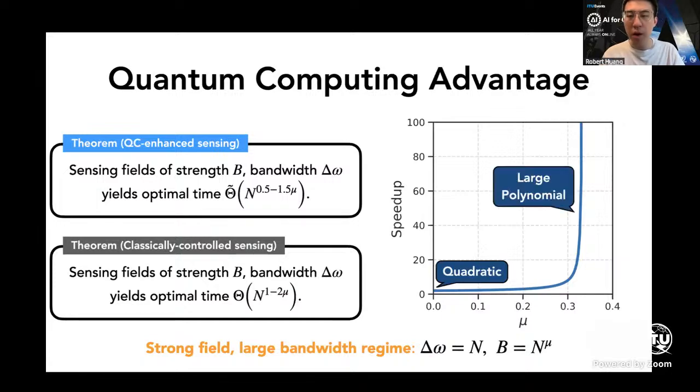And now when mu is bigger and bigger, we start to get larger polynomial speedups. But at the end, when mu is roughly 1/3, we can see that QC-enhanced sensing just becomes a constant sensing time, whereas for classical computer controlled sensing, it would still be N to the 1/3. Hence, at the limit, it becomes a constant versus polynomial speedup. What is quite interesting is that even though we're basing off of Grover search, because of the additional digitization phase that gives rise to this 1/b scaling, in this strong field large bandwidth regime we can achieve a beyond quadratic speedup, such as a cubic speedup, a quartic speedup, or some large polynomial speedup. But I should also note that at the extreme, what we get is just a constant versus polynomial speedup, so never a super polynomial speedup.